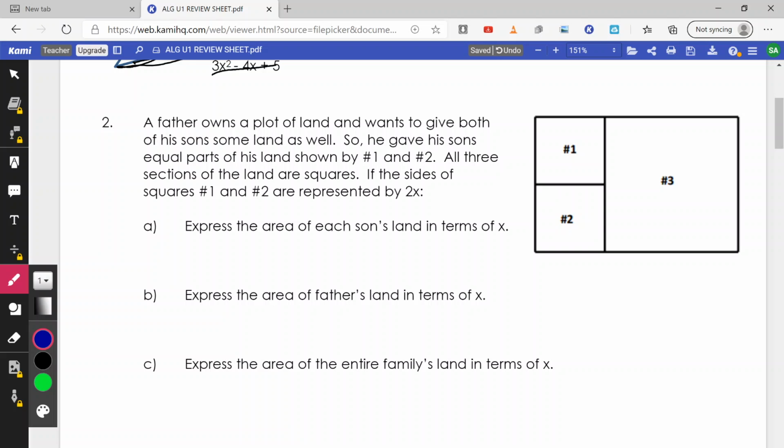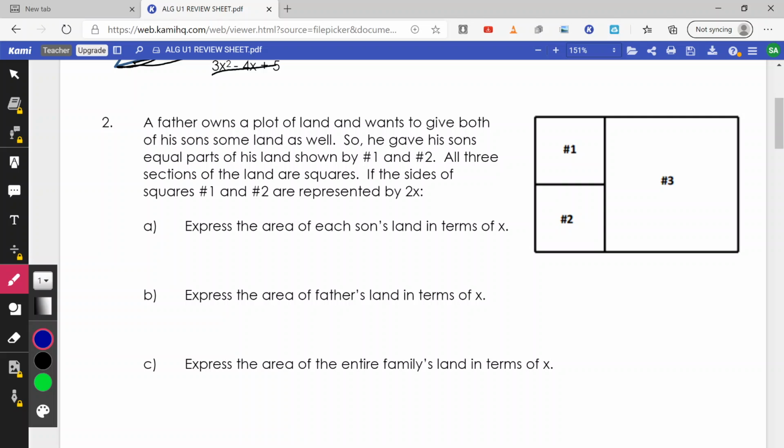Number 2 is a little bit odd. We have a big parcel of land here. A father owns a plot of land and wants to give his son some land as well. He gave his son equal parts of his land, shown by parts number 1 and 2 here, so these two are the same. All three sections are squares. If the sides of squares 1 and 2 are represented by 2x, we need to express the area in terms of x of the son's, the father's, and the area of the entire land. So for 1 and 2, the sides are represented by 2x.